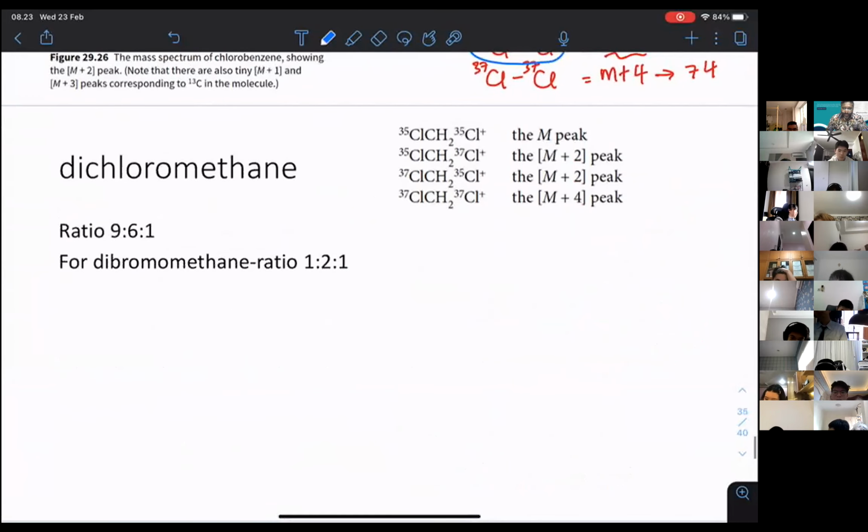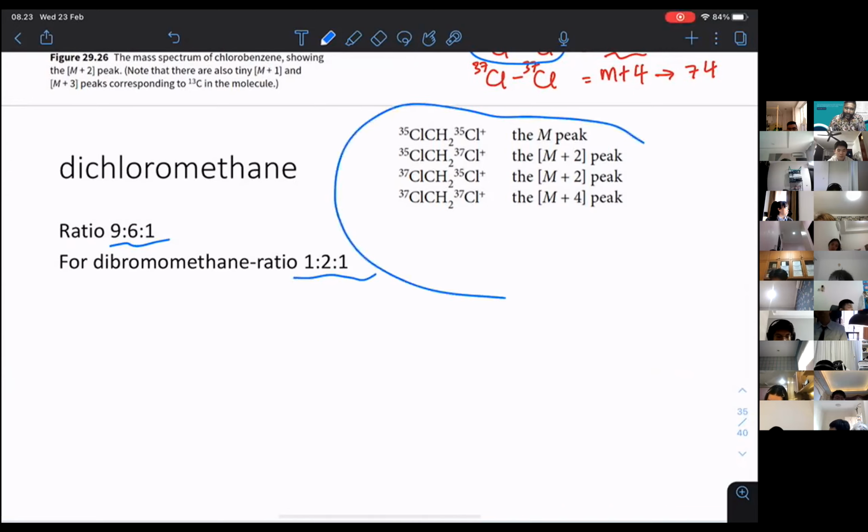And then for dichloromethane, they are going to have a different ratio. The dibromomethane ratio is going to be 1 to 1. You can read through this. They are going to have all these different combinations of Cl: Cl35 Cl35, 35 37, 37 35, 37 37. Of course you have 1, because two of them are the same, so two and this is one, so the ratio is 1 to 1.